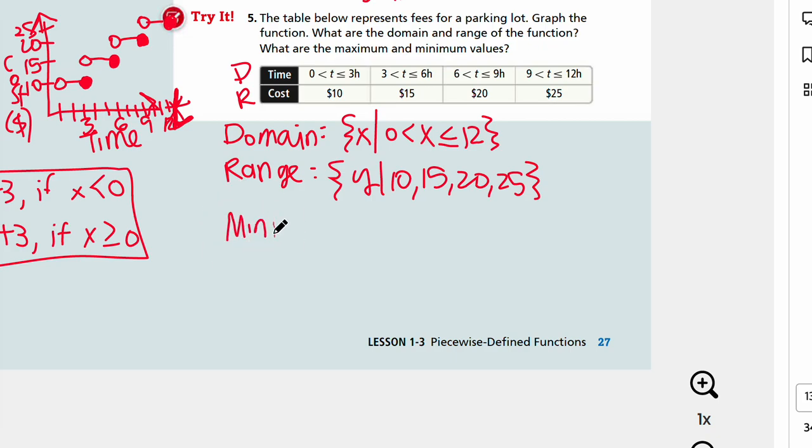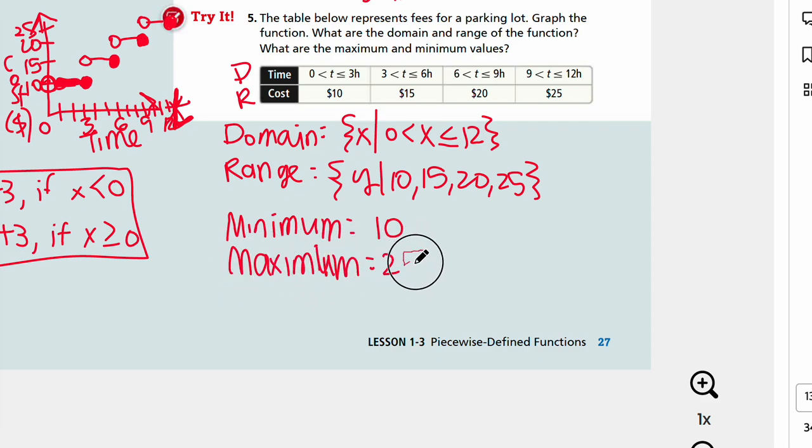And then the minimum would be when the value of your function is the minimum. So it's 10, right? Oh, wait. I need to put an empty circle here where it's 0. Okay, minimum is 10. And the maximum is 25.